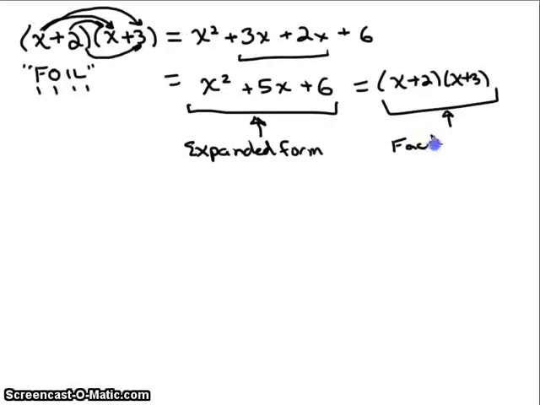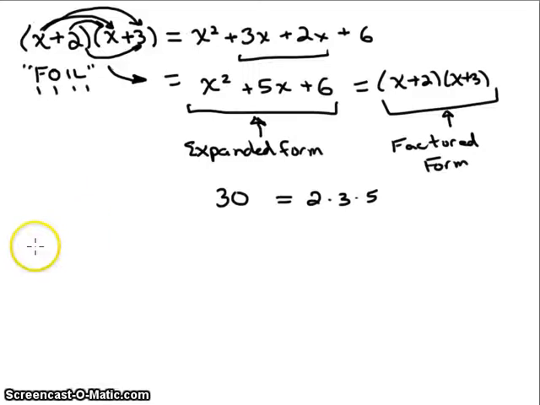This is called the factored form. And it's called the factored form because we take the expanded form and break it up into its factors. Just like if I took the number 30, okay, I could break that into factors of 2 times 3 times 5. Okay, so factored form and expanded form are two sides of the same coin. So the FOIL method is one way to expand a polynomial. There are a couple other methods. I'll show you very quickly the box method.